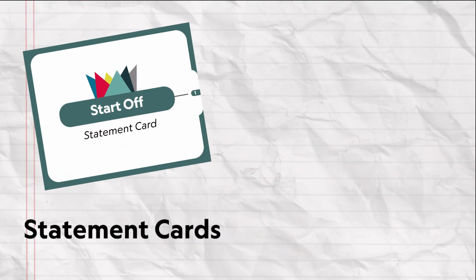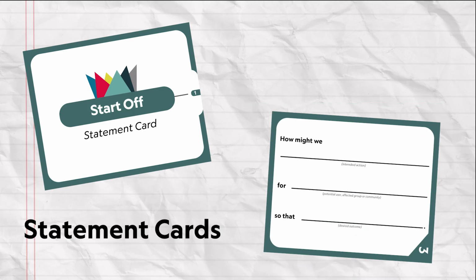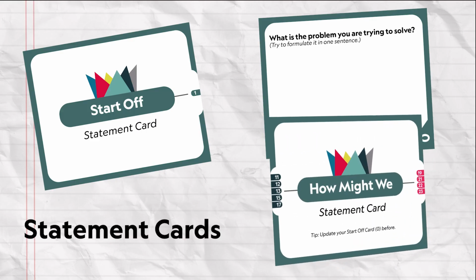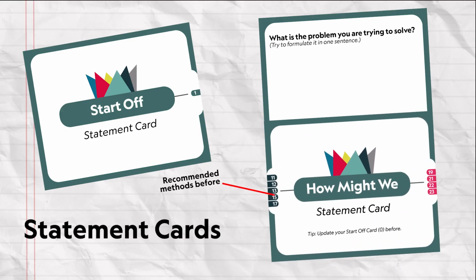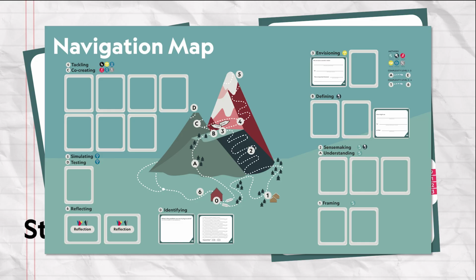On the other hand, the DCN includes statement cards. The aim of them is to spark discussion and find an agreement within your team. Therefore, statement cards offer a sentence template or questions that can be filled out with the provided markers. On the backside of statement cards, you also find an indication on what methods are recommended before and after. There are 5 types of statement cards: the start-off card, the complexity level card, the how might we statement card, the vision statement card, and lastly, a variety of reflection cards. When and how to apply these cards is indicated on the navigation map.